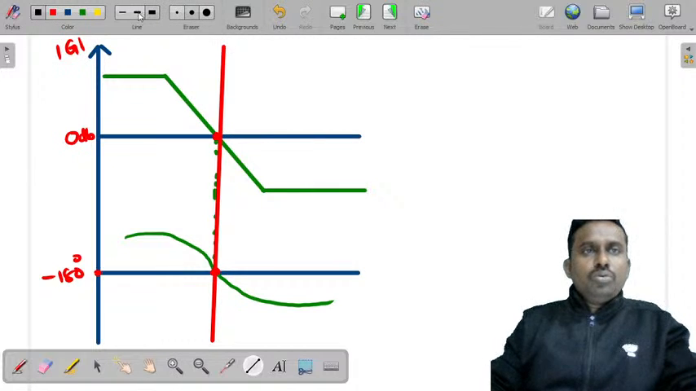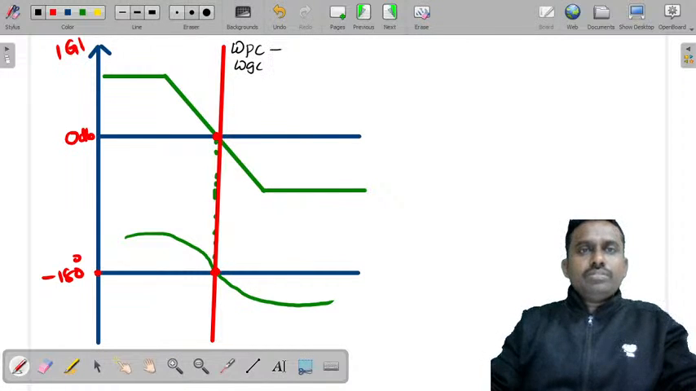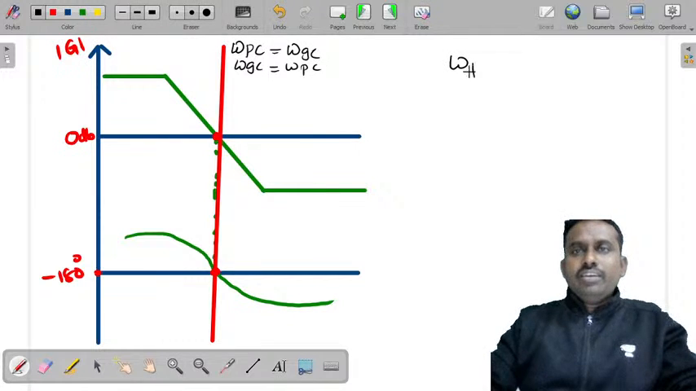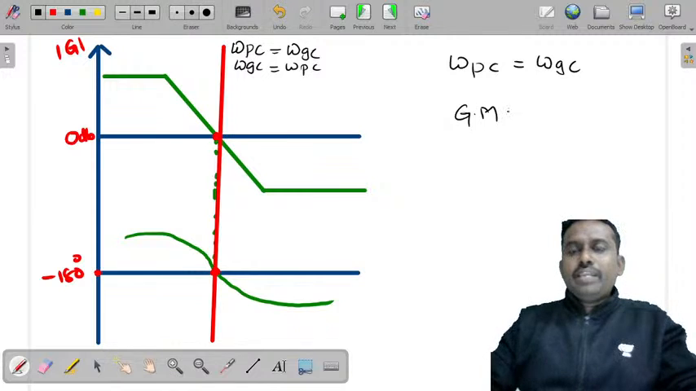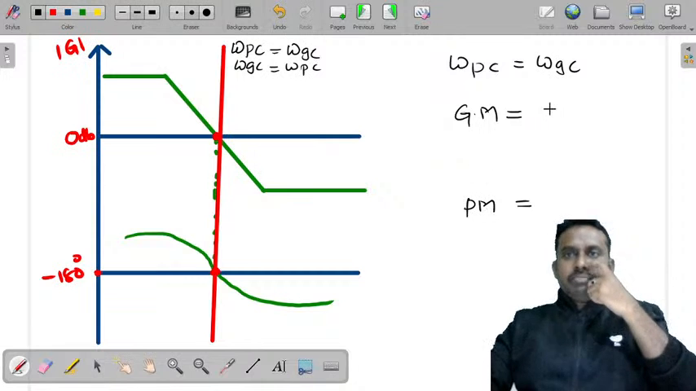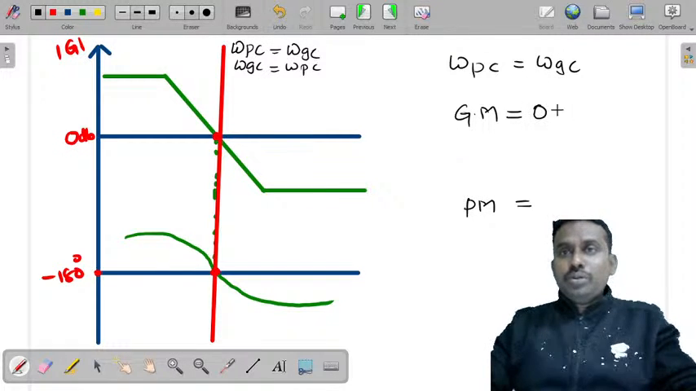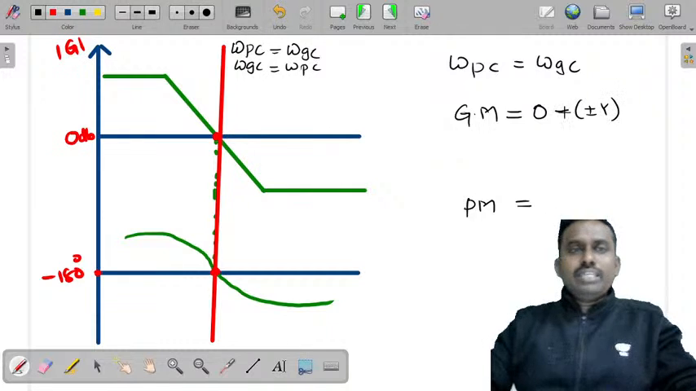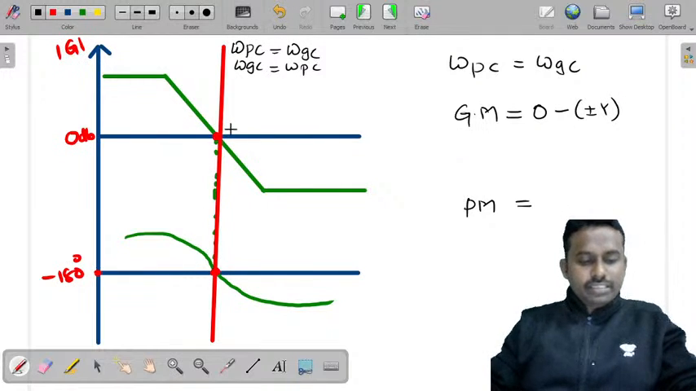So this is both the gain crossover frequency and the phase crossover frequency, and they are equal. So can I write phase crossover frequency is equal to gain crossover frequency? Yes. Now in that case, what will happen to the gain margin and what will happen to the phase margin? Now what is the gain margin? It is 0 minus plus or minus y. What is y here? If you just drop a line, it is 0 anyway.